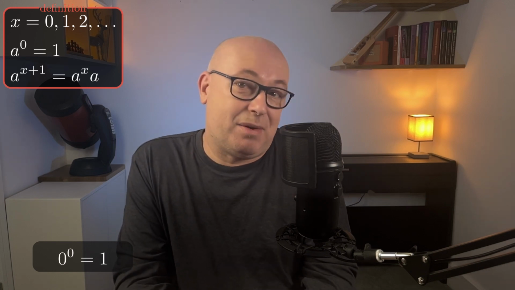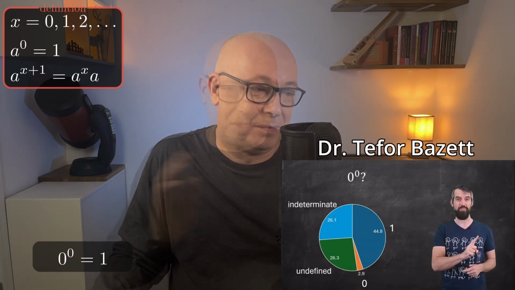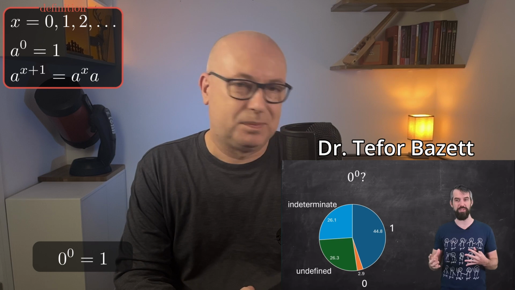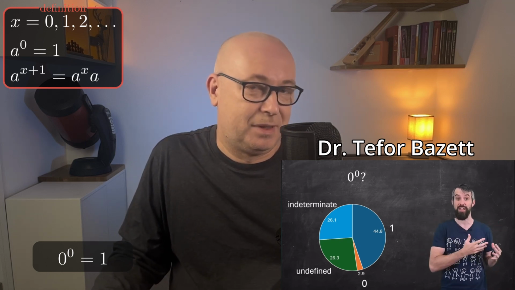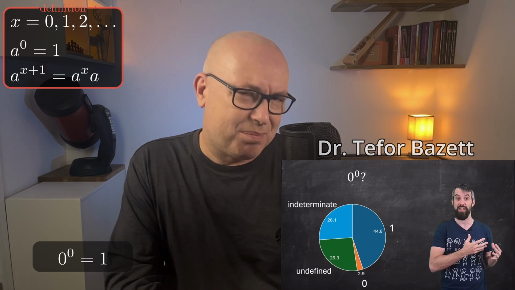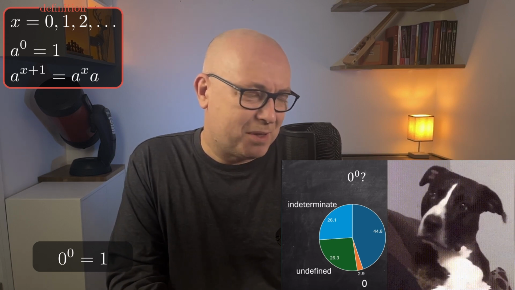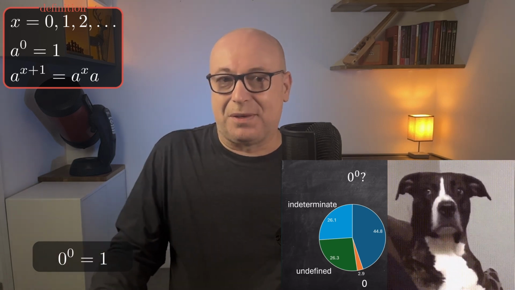If a is 0, then I'm saying that 0 to the power of 0 is 1. Okay, more controversy. A little under half say the number is 1, but then there's also big groups, about a quarter say indeterminate, and about a quarter say undefined. And 2.9% of you think it's 0? What? Okay, never mind. We're going to restrict to non-zero bases soon anyway.